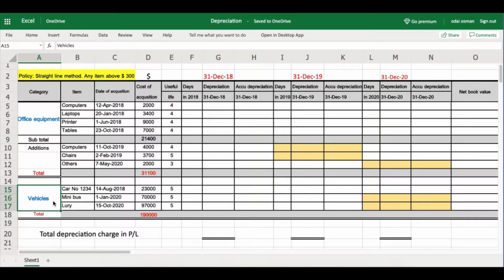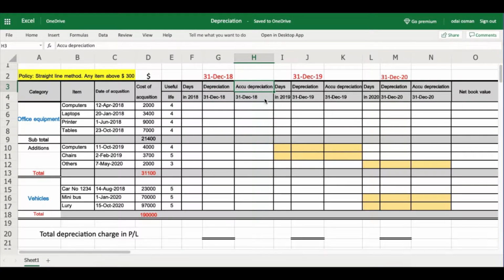Another category is the vehicles. We have cars, minibus and lorry. We need to calculate the depreciation charge in 2018, 2019 and 2020. Here we have the useful life, and the depreciation charge, how much you are going to depreciate in 2018. Also, we have the accumulated depreciation.